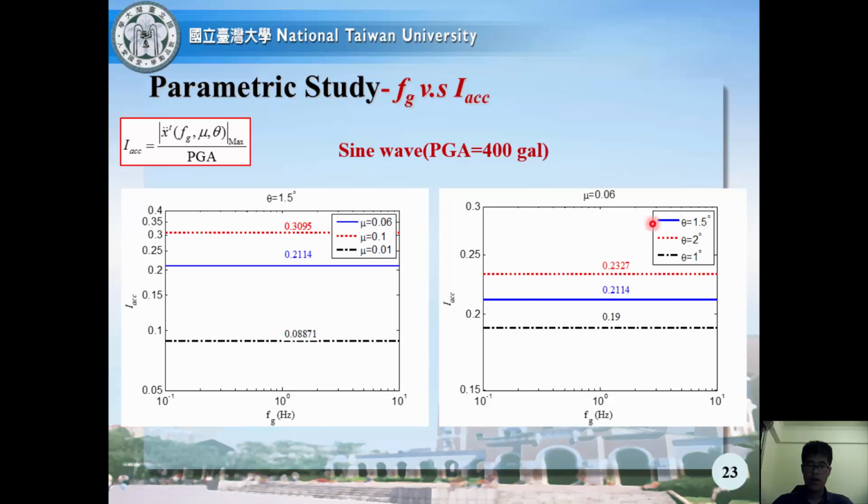And the right figure is for the system with a constant friction coefficient equal to 6%. Again, if we first focus on one line, we may see that the IACC is uninfluenced by the various ground motion frequency. And also, the higher the inclination angle, the higher the absolute acceleration.